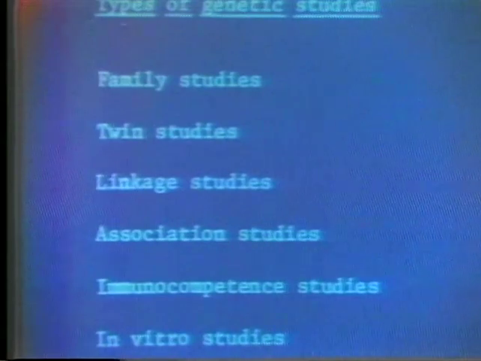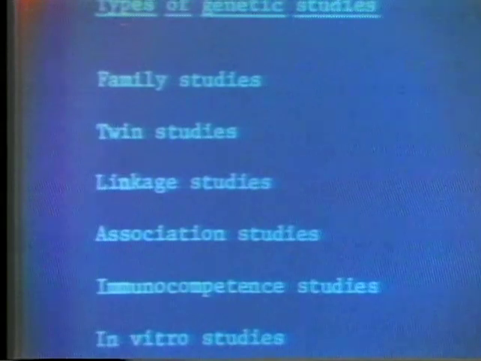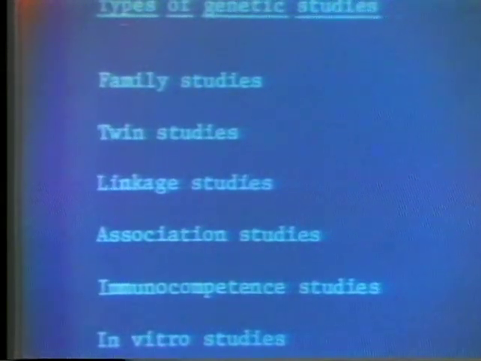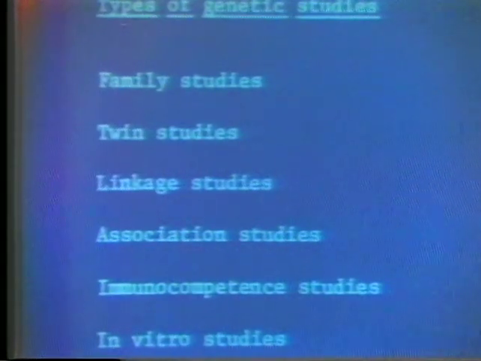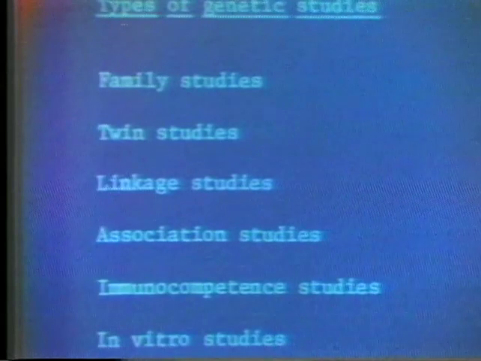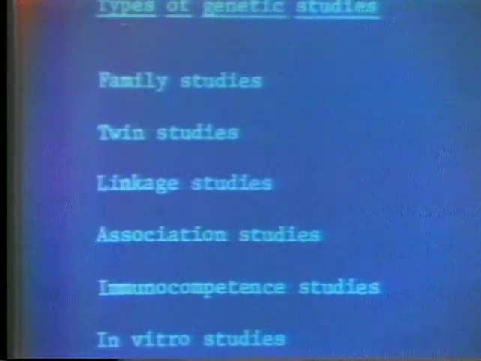Again, this is not a complete list, and there's some overlap. Family studies can be both laboratory-oriented or statistical. Certainly twin studies and linkage studies may fall under the category of family studies. We have association studies between all sorts of variables, which may be done among families as well as among patient populations or relatives of patients. Study of the immune system we've mentioned, and you will hear more about, I'm sure, this afternoon. In vitro studies, again, would probably be different types of association studies or studies on families.